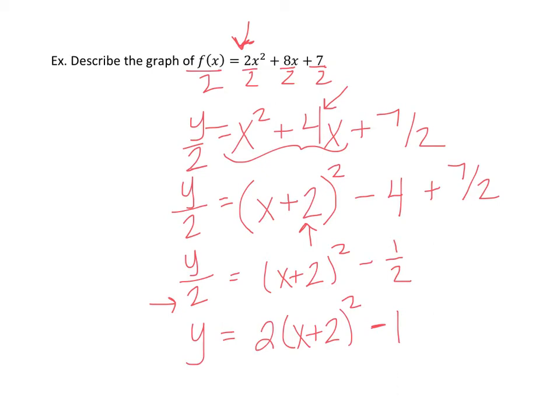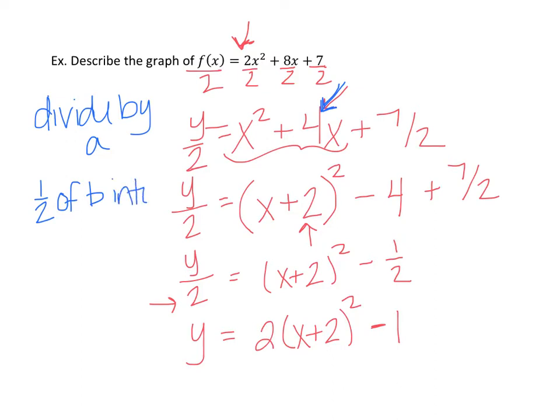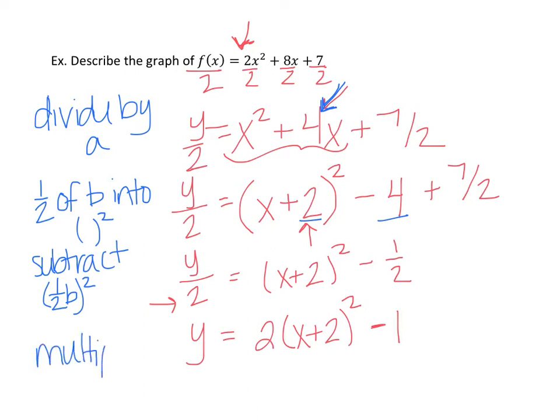Now let's talk about these steps again. First thing I did was divide by a, and I did that all the way through. That was our 2. And then I took half of b, this number right here is b, and I put it into the parentheses squared. And then I also had to subtract whatever half of b was squared. So I subtracted 4 because 2 squared is 4. And the rest of it is just simplifying at the end. Multiply your a back in there that you divided out, which in our case was this 2 right here.